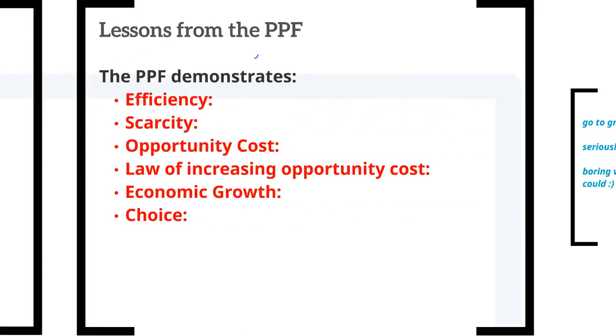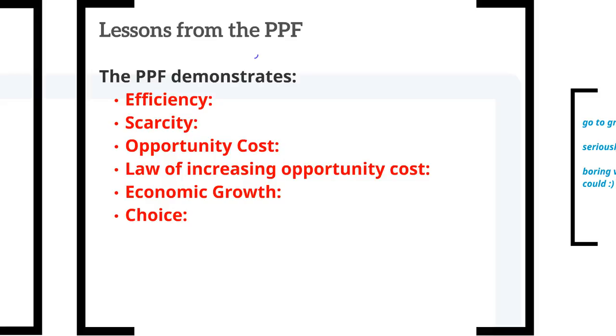And then lessons from the PPF. To recap, the PPF demonstrates several concepts. The first is efficiency. The second is scarcity. So the first is efficiency. The PPF describes the efficient combinations of outputs possible given the economy's resources, technology, and rules of the game. The second is scarcity. Given the stock of resources, technology, and rules of the game, the economy can produce only so much. The PPF slopes downward, indicating that as the economy produces more of one good, it must produce less of the other. This trade-off demonstrates opportunity cost.